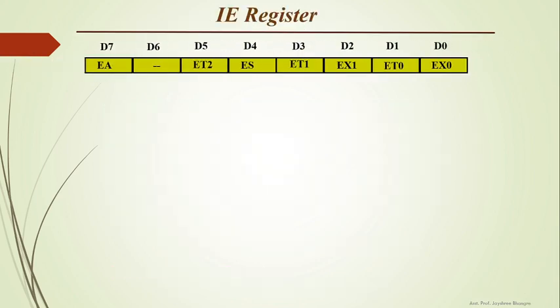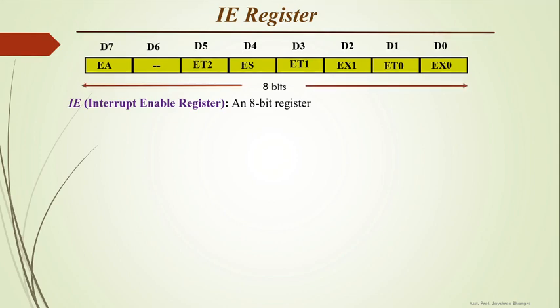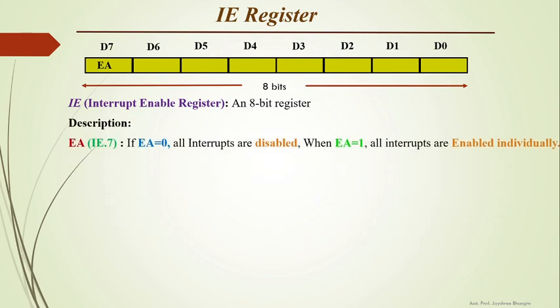Here is the IE register. It is an 8-bit register, and the 7th bit of this IE register is EA, that is, enable all. This is also called the global bit. It enables or disables all the interrupts globally. When this bit is 0, all interrupts are disabled, and when this bit is 1, all interrupts are individually enabled. Now bit 6 is reserved.